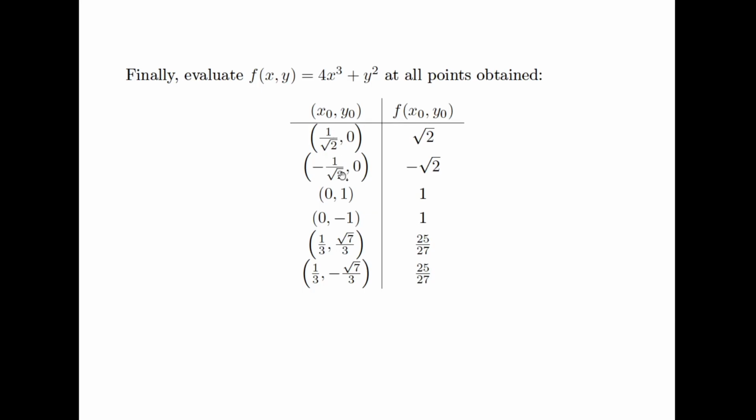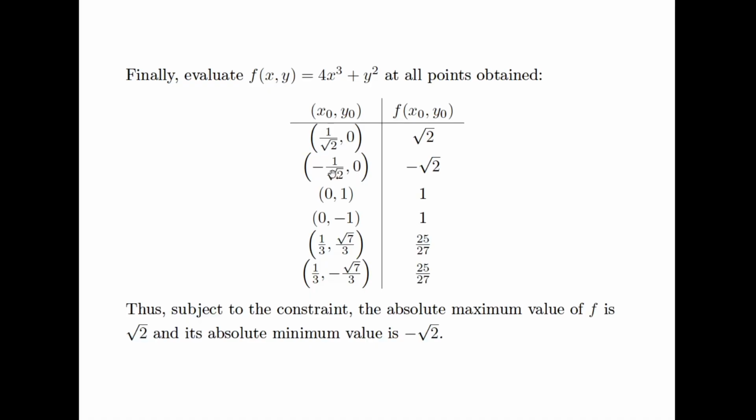Now we see that if we evaluate f at all the critical points that we obtained, the highest value is square root of 2 attained at the point (1 over square root of 2, 0). And the lowest value is negative square root of 2 attained at the point (negative 1 over square root of 2, 0). Therefore, subject to the given constraint, the absolute maximum value of f is square root of 2, and its absolute minimum value is negative square root of 2.